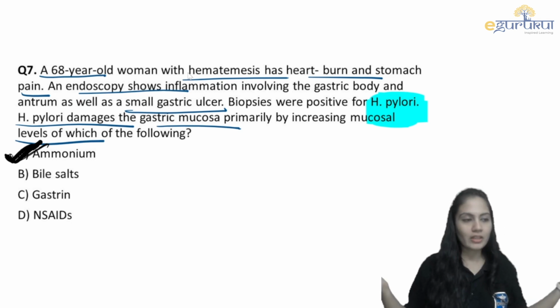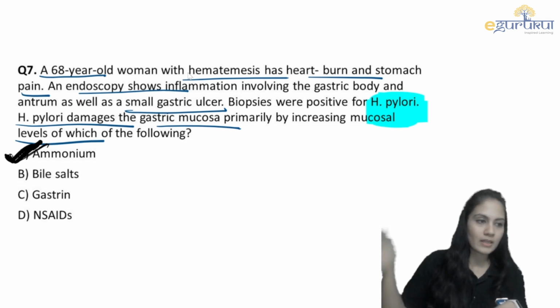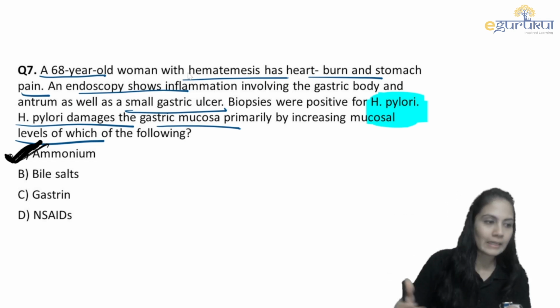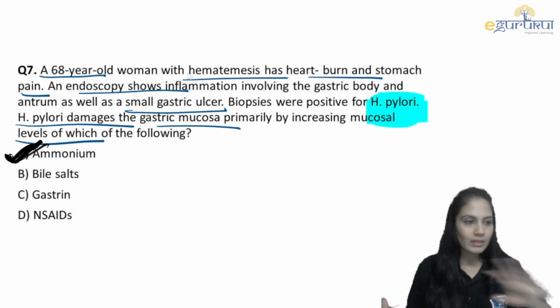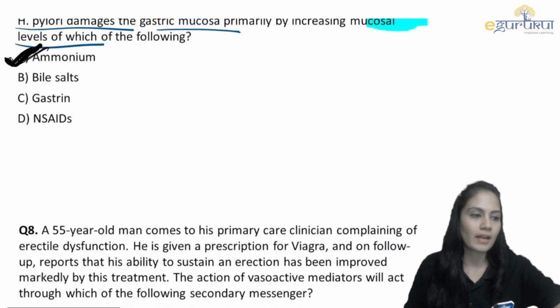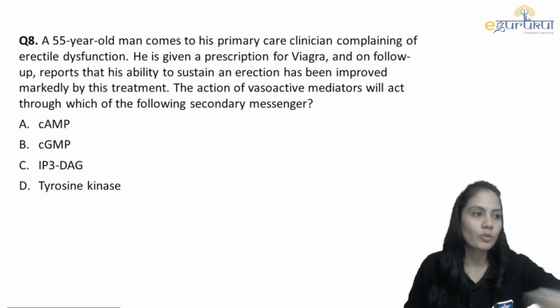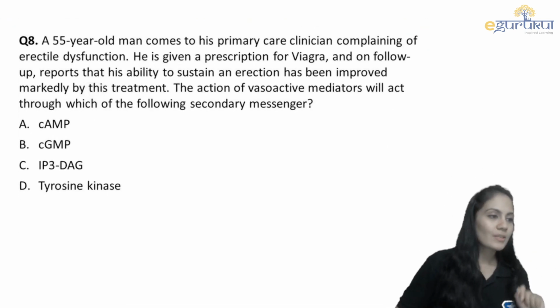Definitely it has nothing to do with the bile salt. Yes, the gastrin is increased, but that is not going to cause that damage to the gastric mucosa directly, right? NSAID: she's not having any history of NSAID, so that is not possible via the H. pylori. So the answer of question 7 is option A. Let's move on to the next question.